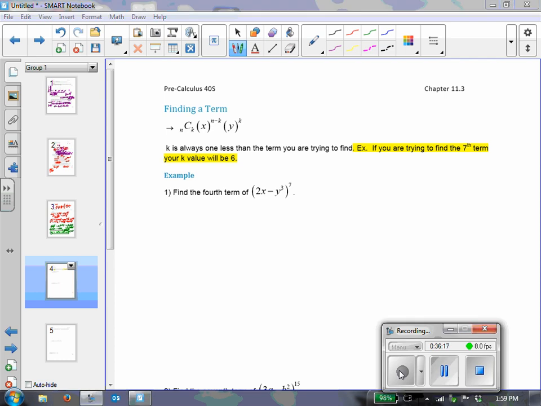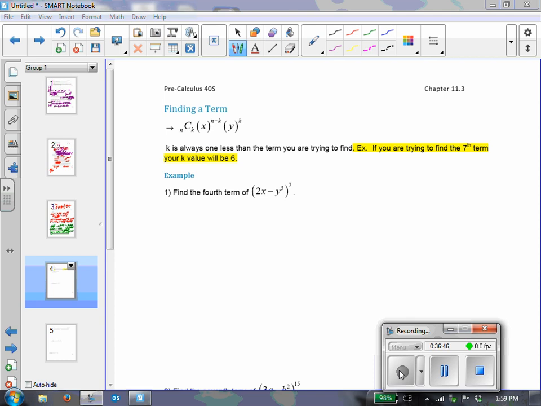Okay. So this is what you're going to see on your formula sheet. Looks ugly. It means exactly what we've just been going over. So if you're trying to find the 7th term, your k value is going to be 6. You're going to be asked to do 2 things. You're going to be asked to solve for a specific term in a binomial expansion, or you're going to be asked to expand the whole thing. Those are the 2 things they're going to ask you to do. And James, you need to know how to do both.